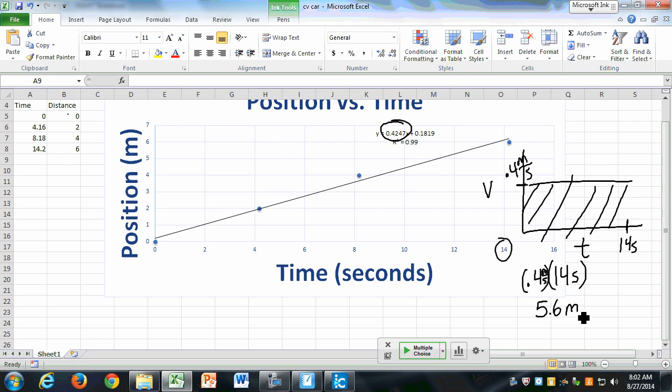All right. Okay, so with that, let's go ahead and define what acceleration is. I'll take this away.